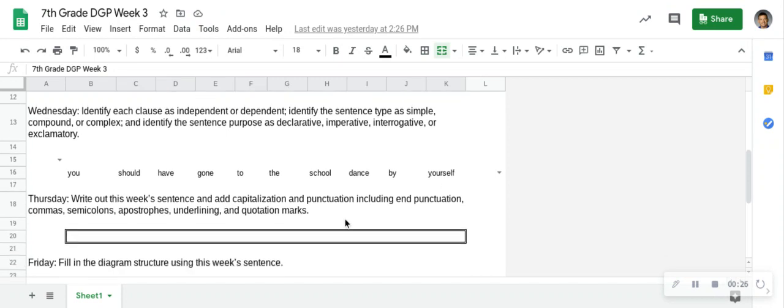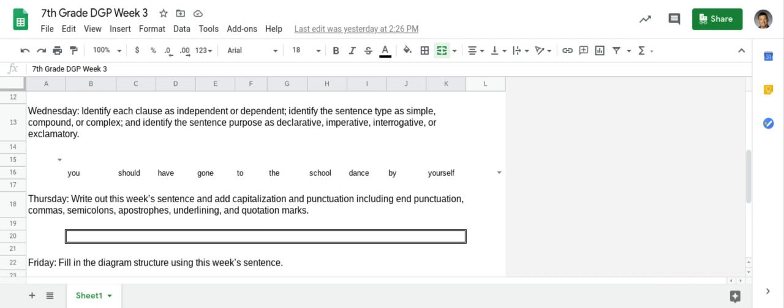Okay. On Thursday, that'll help us with punctuation, capitalization, and how many different sentences we have, if we have more than one. Remember that each clause has one subject and one verb. One subject, one verb for a clause. So how many clauses should we have with this sentence? We should have one, yes. One subject, one verb combination makes one clause, right?